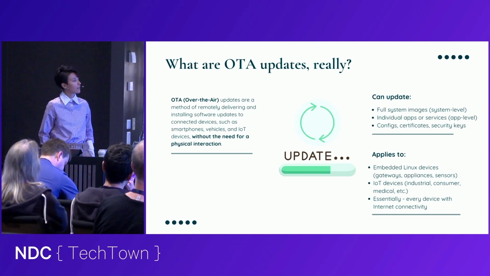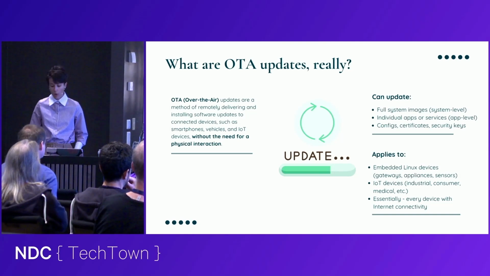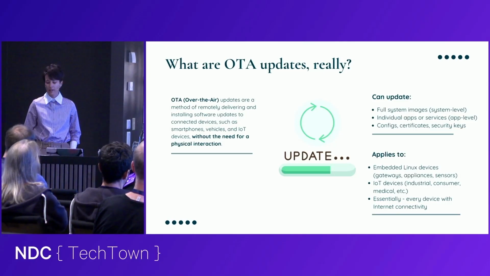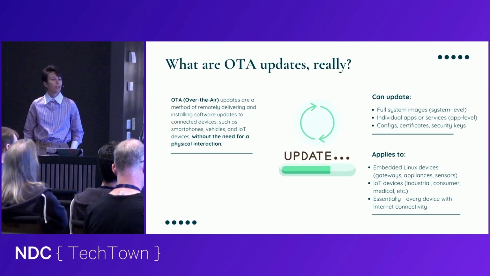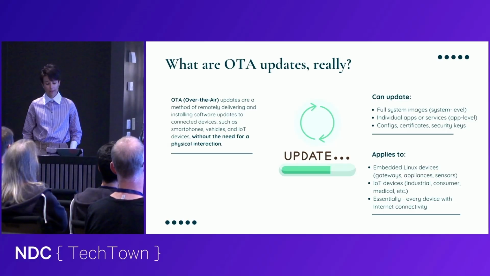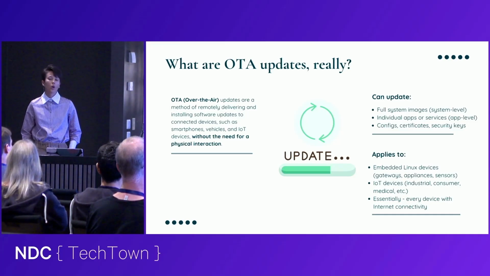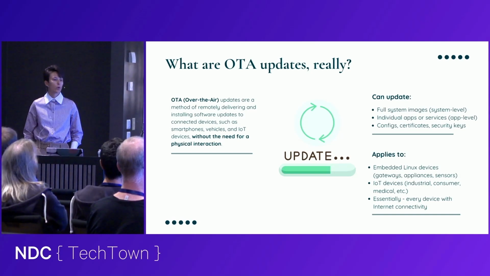To which devices does this apply? It applies to all embedded Linux devices, such as gateways, sensors, etc. IoT devices, which may or may not be running Linux, they can be running real-time operating systems. And in the end, essentially, it applies to every device with internet connectivity. By update, what do I mean by that? We can update full system images. You can update the full kernel, full operating system, or you can choose to update only individual apps or services, or maybe something even smaller, such as config files or security keys.